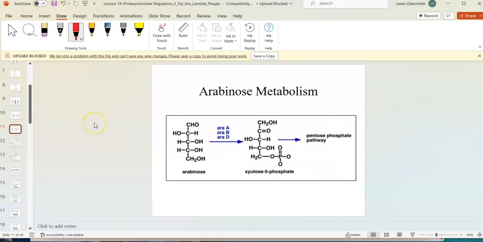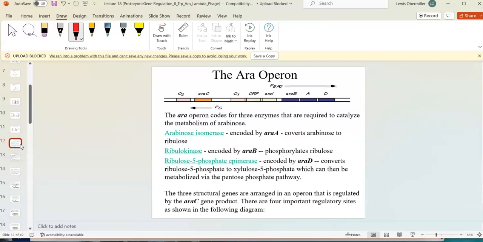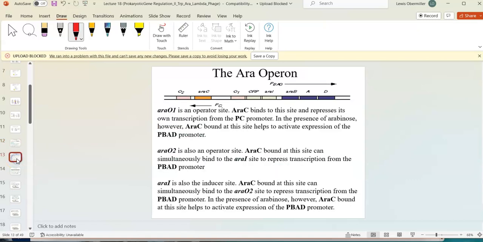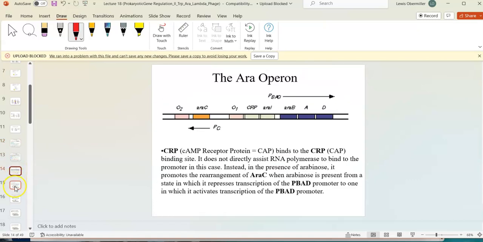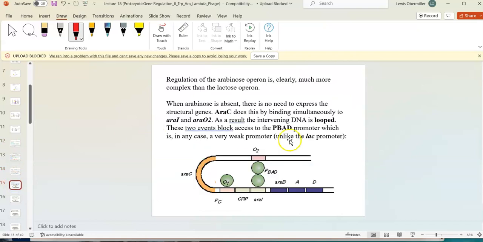Okay, so in arabinose metabolism, arabinose is another sugar that can be used as an energy source by bacteria. We don't have time to go through the arabinose operon, so I'm not going to cover it in detail. I just wanted to show you that.